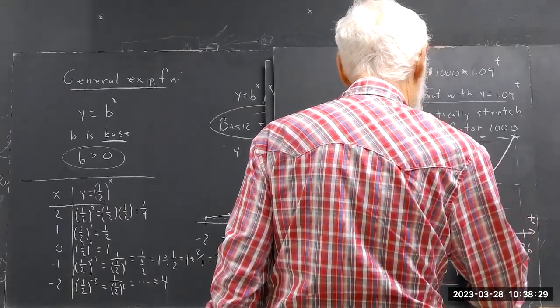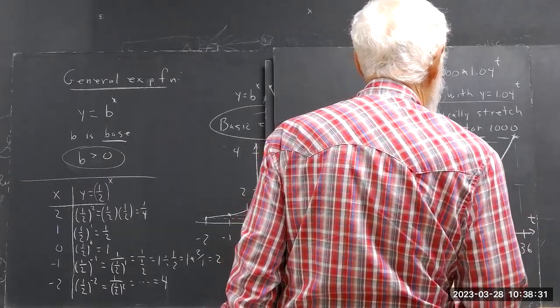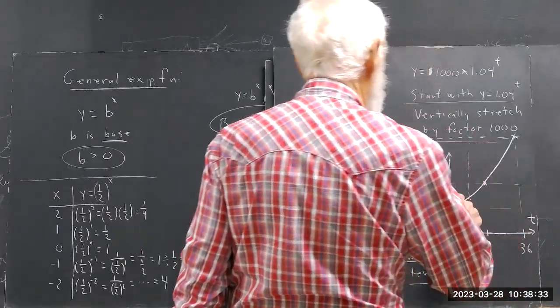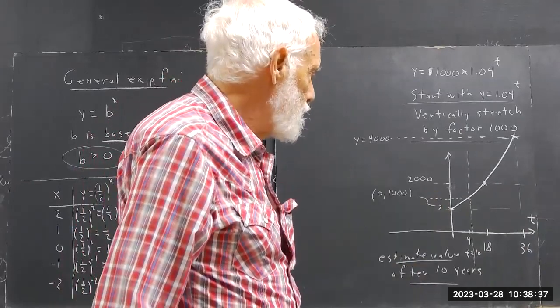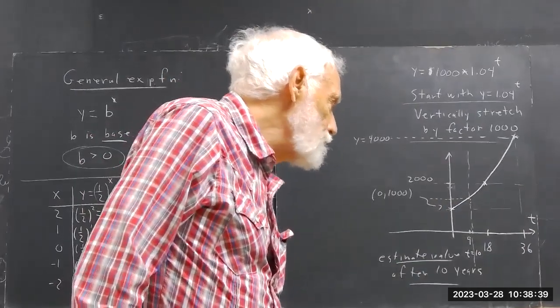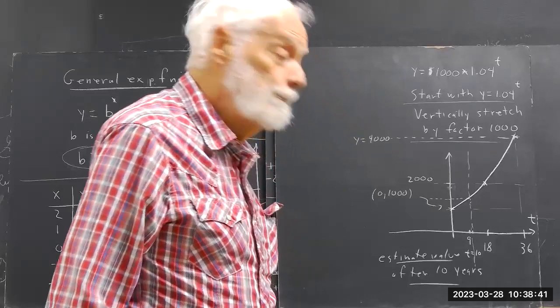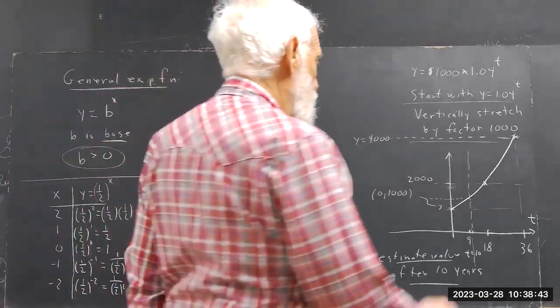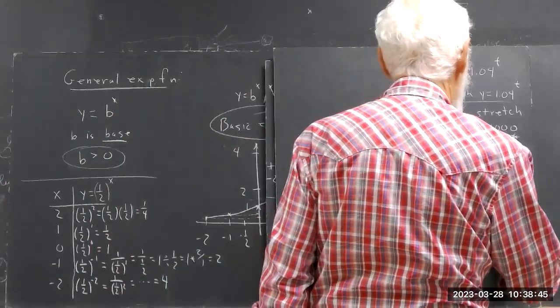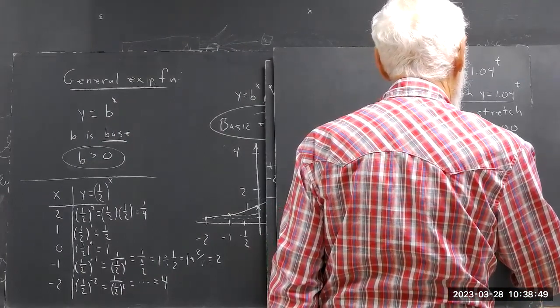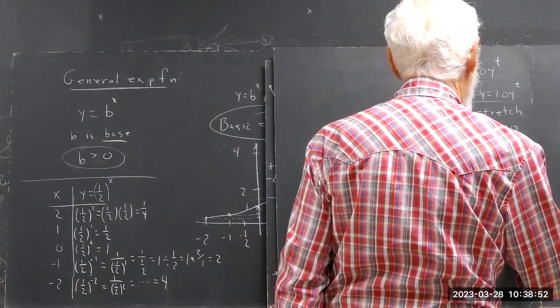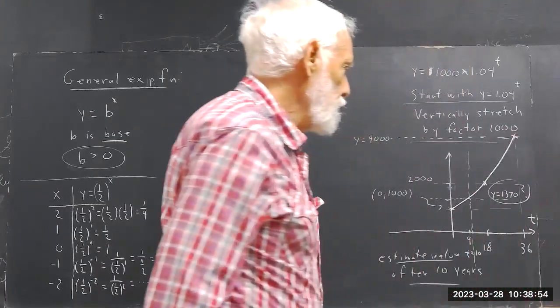So I have this vertical line, T equals 10, that intersects the graph here, and the Y value is what? According to my graph, I'm estimating a little under 1,400. So I'm going to estimate Y equals 1,370.